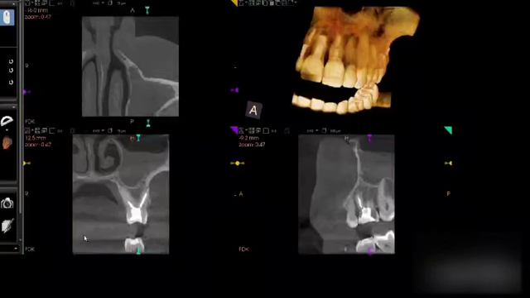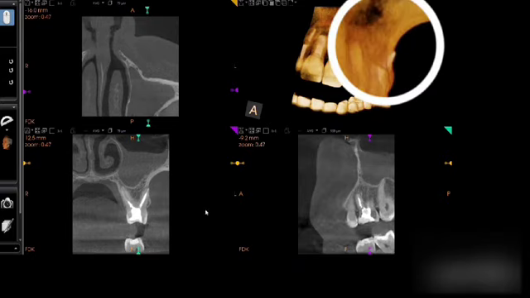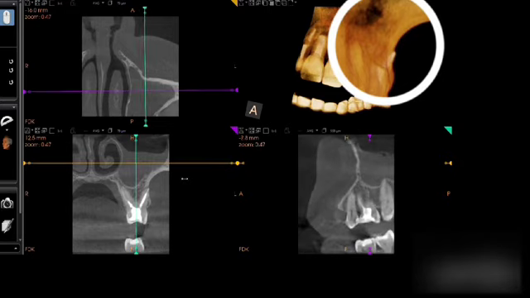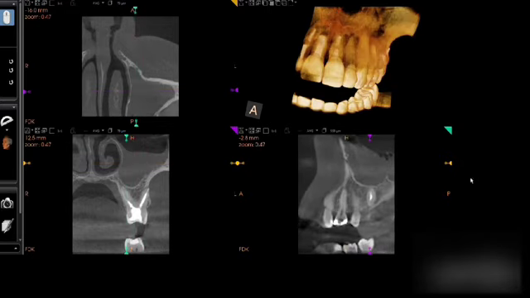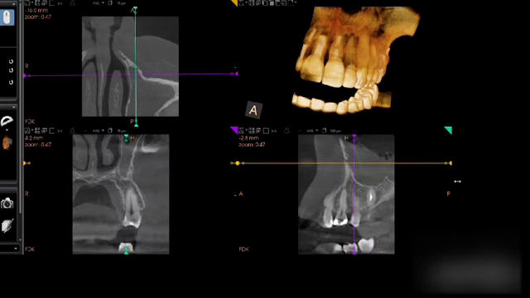Hi guys, today's case is of a patient experiencing pain in the upper left back region. On radiographic examination, we found that there was no significant pathology or any lesion associated with the teeth.